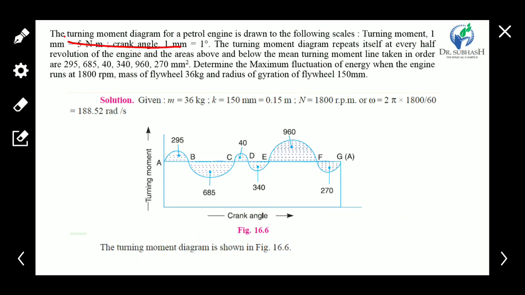Now see the example related to the turning moment diagram. The turning moment diagram for a petrol engine is drawn to the following scale: turning moment 1 mm is equal to 5 Newton meter, and crank angle 1 mm is equal to 1 degree. The turning moment diagram repeats itself at every half revolution. So this scale is given for the turning moment diagram, and the diagram repeats itself at every half revolution of the engine.